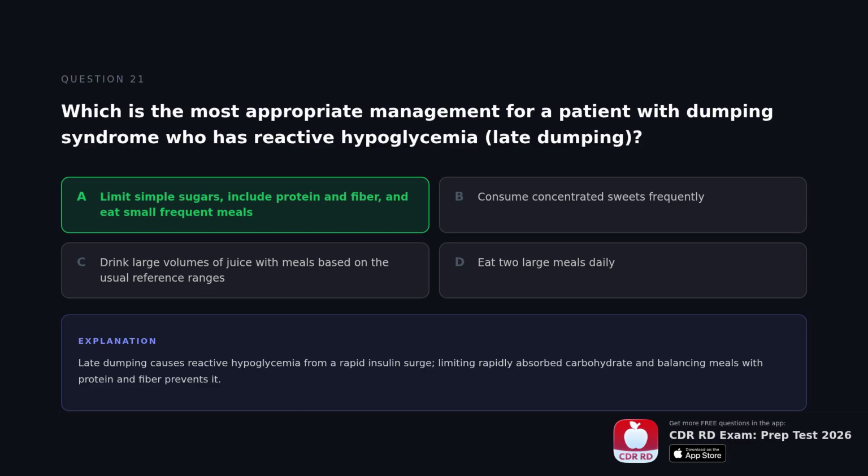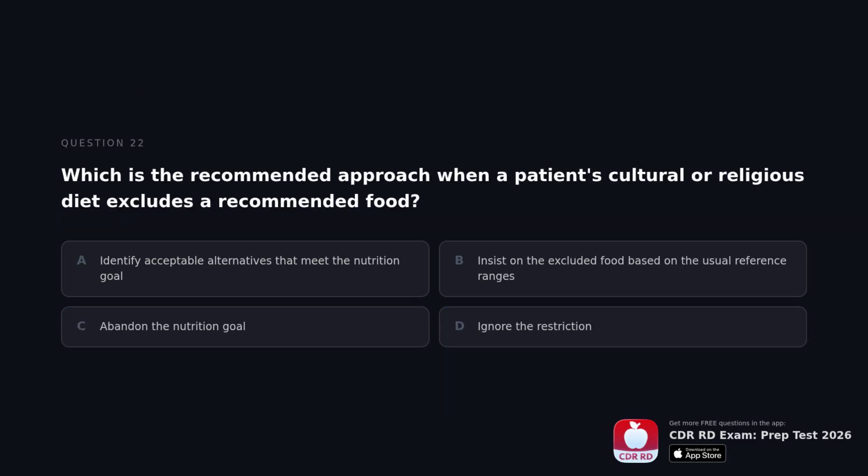The correct answer is limit simple sugars, include protein and fiber, and eat small frequent meals. Late dumping causes reactive hypoglycemia from a rapid insulin surge. Limiting rapidly absorbed carbohydrate and balancing meals with protein and fiber prevents it. Which is the recommended approach when a patient's cultural or religious diet excludes a recommended food?